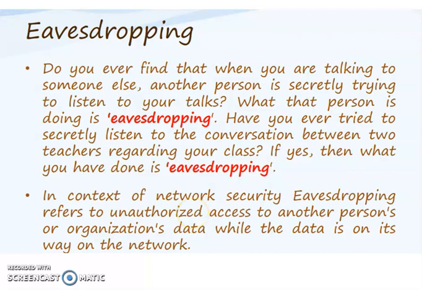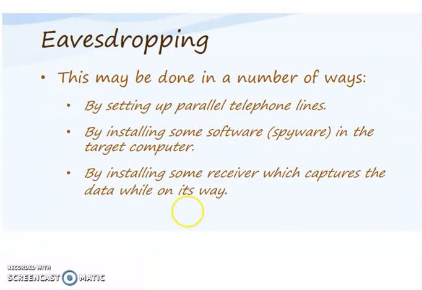In the context of network security, eavesdropping refers to unauthorized access to another person's or organization's data while the data is on its way on the network. This may be done in a number of ways. First one, by setting up parallel telephone lines, or by installing some software or spyware in the target computer, or by installing some receiver which captures the data while on its way.